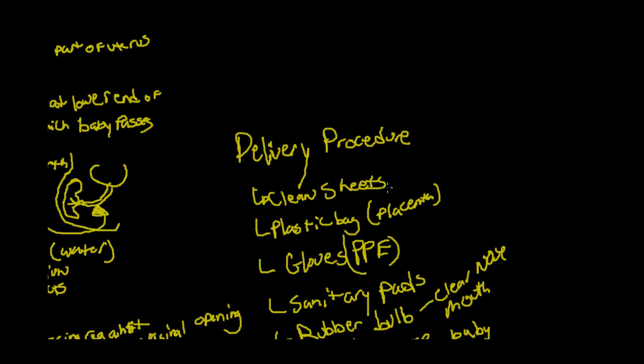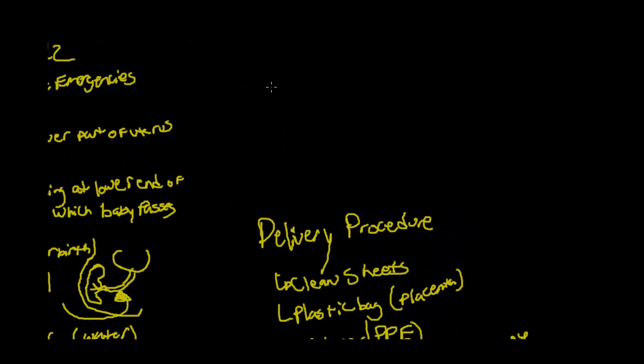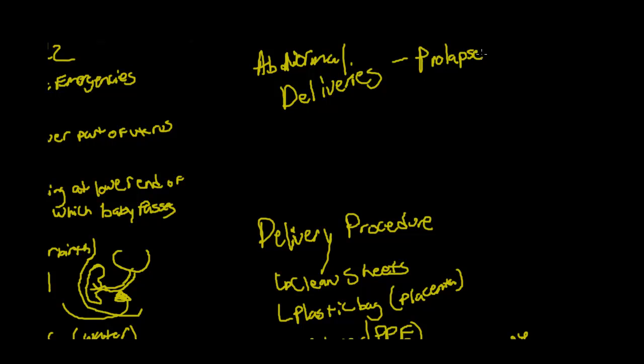Let's talk about different abnormal births, abnormal deliveries. So we're going to look at abnormal deliveries. You have prolapsed cord. What's happening here is the baby, let me see if I can draw the baby here.